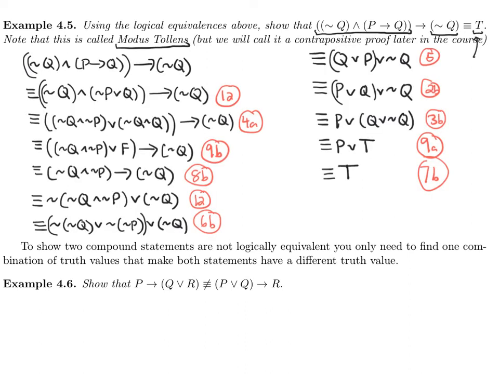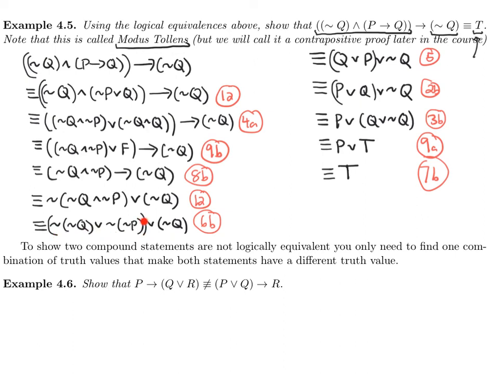Okay, these were my steps, and you can see they're very, very similar to the ones for the previous example. We changed the conditional to an or statement here. We used distributivity to distribute that not Q over the not P and Q here. We noticed that this was indeed a contradiction. And we know what to do when we have something or a contradiction. We can just get rid of that part. So we've simplified it enough that we can indeed use our conditional simplification again, number 12. We did that.